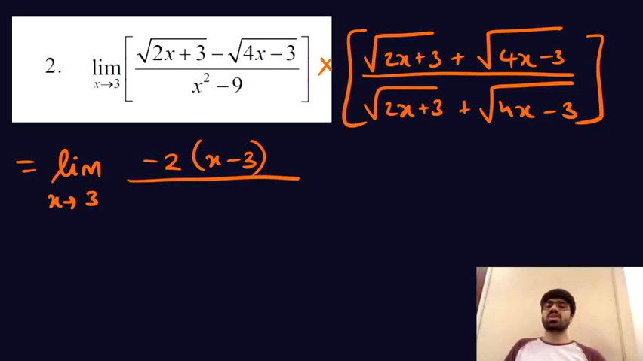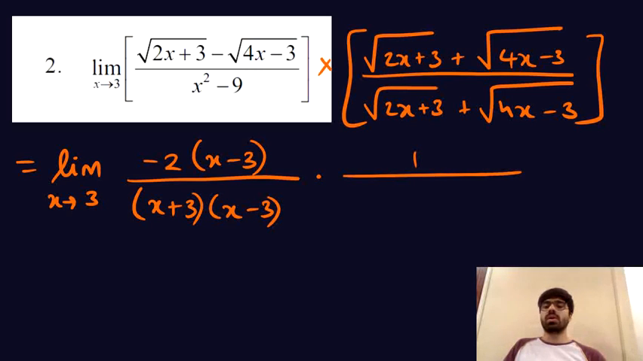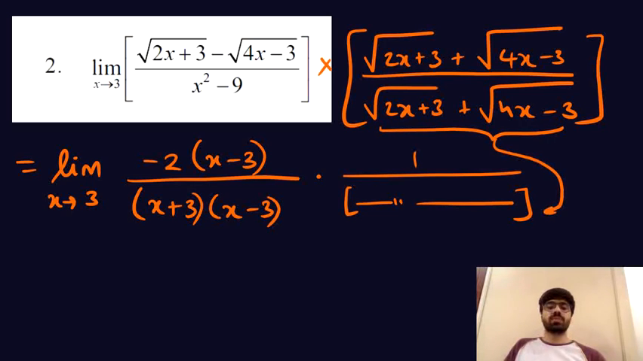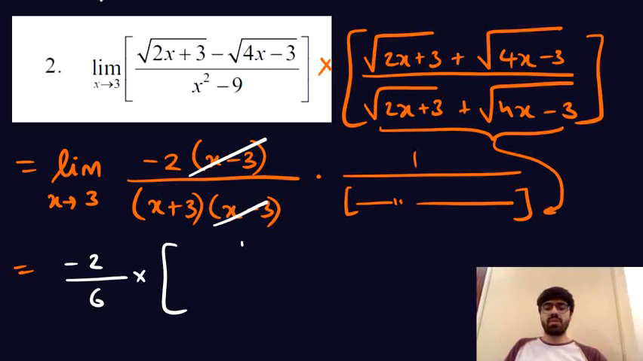In the denominator you have x square minus 9, which can be written as x plus 3 into x minus 3 into 1 upon their entire root expression is left over. This entire expression is left in the denominator. So if you cancel an x minus 3 term in the numerator and denominator, you will then be able to easily evaluate the limit by putting the value of x as 3 in the obtained expression. So you have minus 2 upon 3 plus 3, that is minus 2 upon 6, multiplied by 1 upon the entire expression which is there right here.